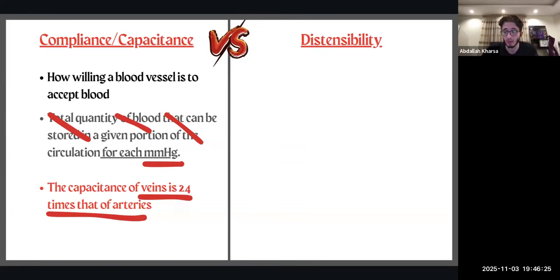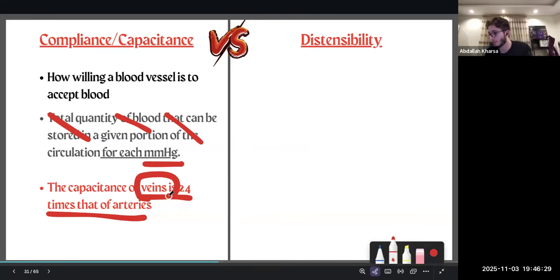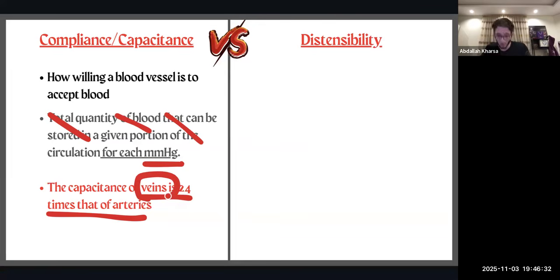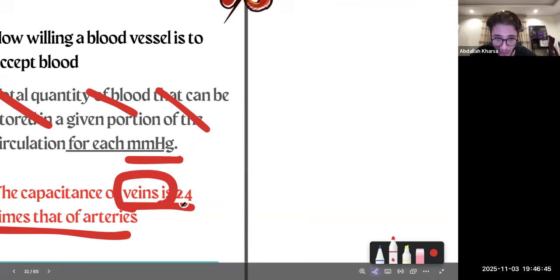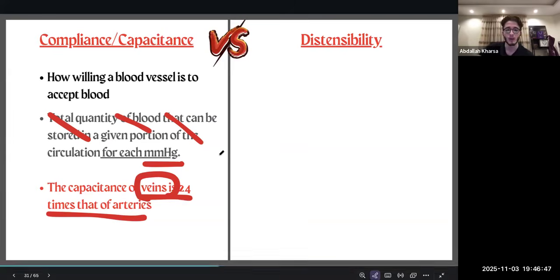Remember a million slides ago when we said that veins are the blood reservoir? Most of your blood at any given moment is in your veins. It's 24 times. Oh, I said 2.4. I think I misread it. You're right. The capacitance of veins is 24 times that of arteries. Is this clear? Do I move on to the extensibility?